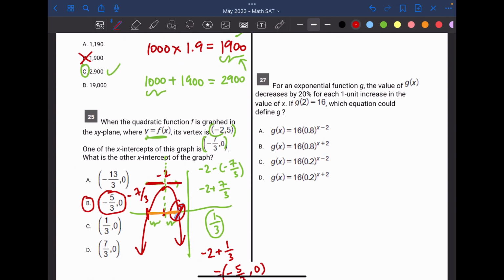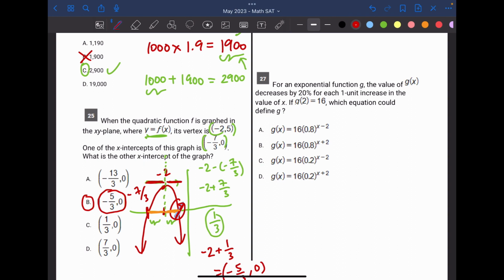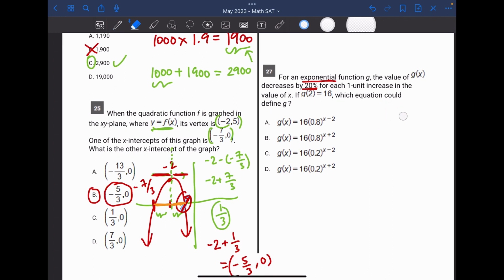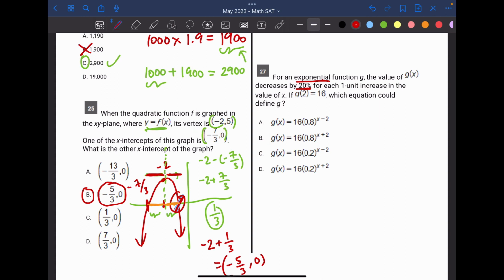Question number 27. For an exponential function g, the value of g of x decreases by 20% for each 1 unit increase in the value of x. If g of 2 is equal to 16, what equation could define g? Okay, so it's an exponential function, and we lose 20% each time, so we are left with 0.8 each time. You have to know this, but for an exponential function of this form, what goes in the bracket is what you have left over. Once again, if it decreases by 20%, you're left with 80%.